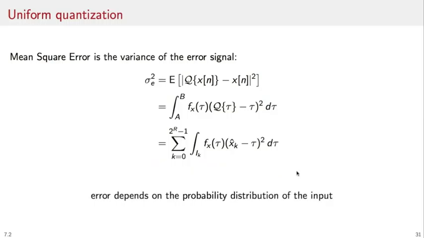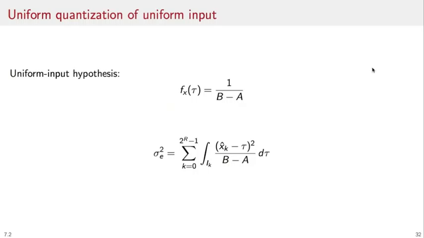Now, in order to proceed, we need to know the probability distribution function of the input to compute these integrals. So now we make a further hypothesis on the input. We assume that it is uniformly distributed. That means that the probability distribution function is just a constant from A to B of value 1 over (B minus A). The mean square error becomes therefore the sum of 2^R independent integrals, each one of which is the integral over the quantization interval of the representative value for the interval, which we haven't determined yet, minus tau, squared, divided by (B minus A).